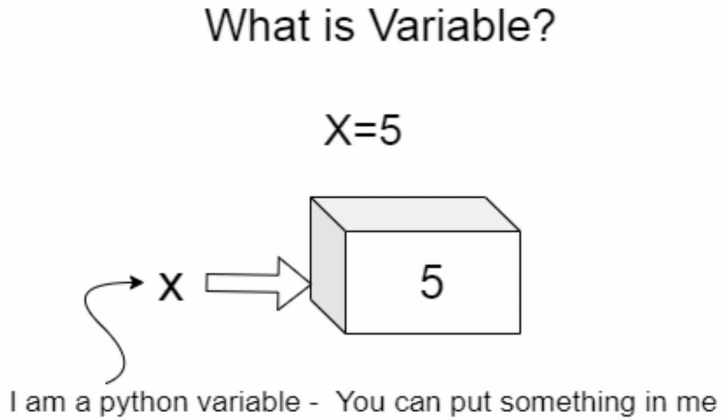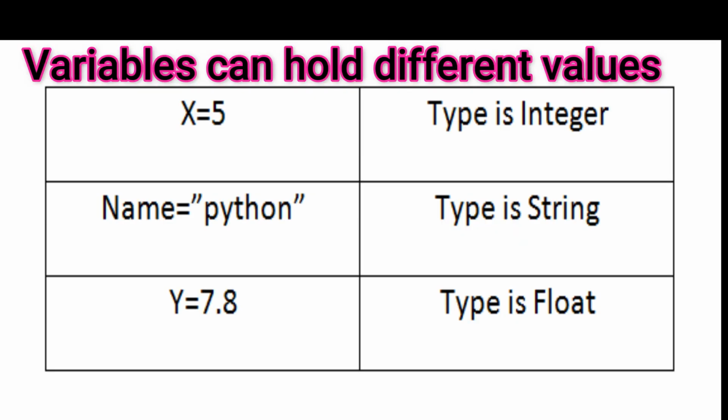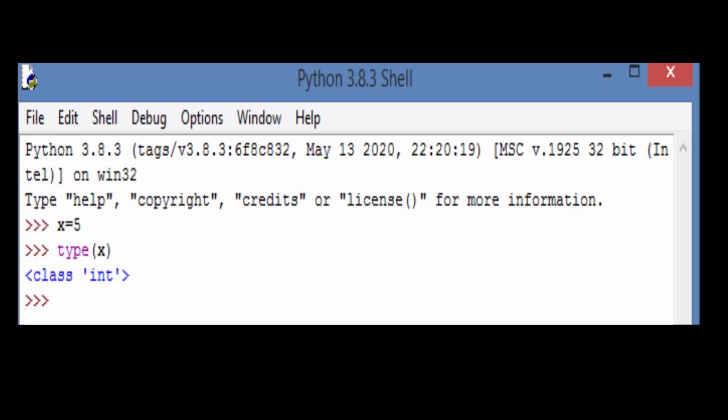In other words, variables are containers for storing any type of values. It can be float, it can be integer, it can be string. So you can store any type of values into a variable. Unlike other programming languages, Python has no command for defining a variable. A variable is created the moment you first assign a value to it.